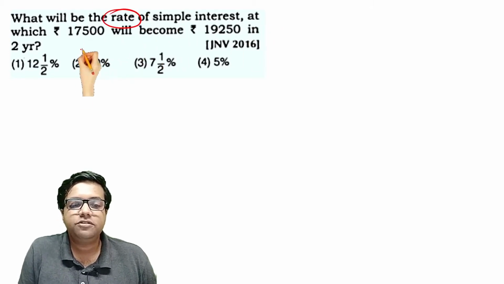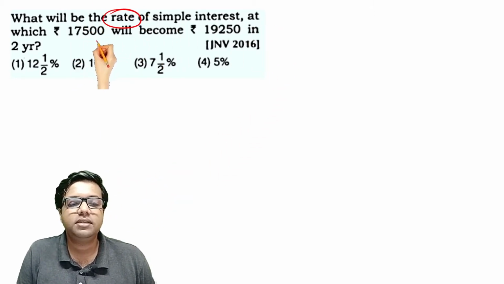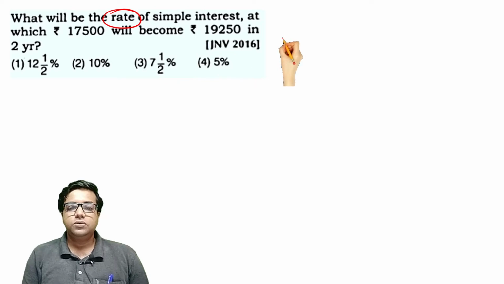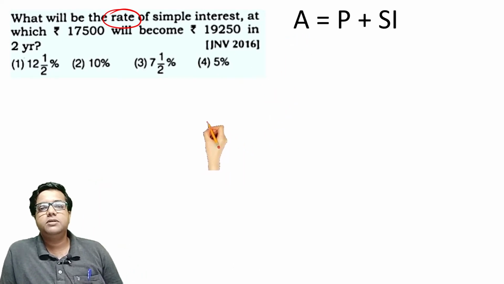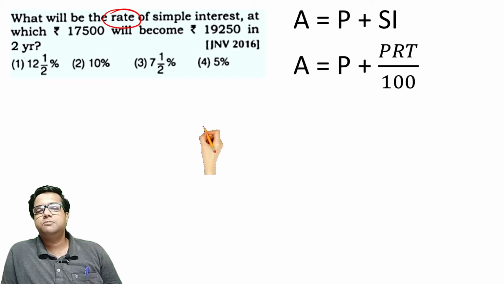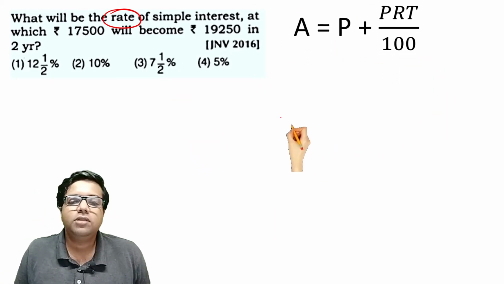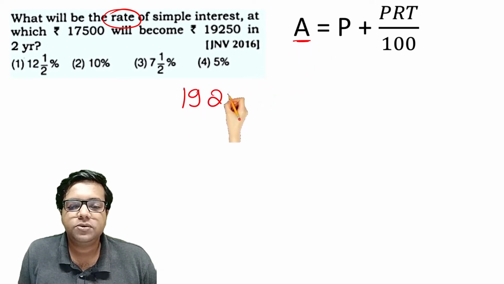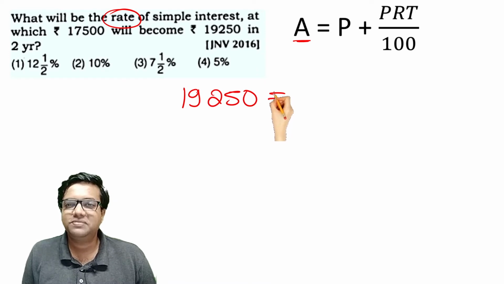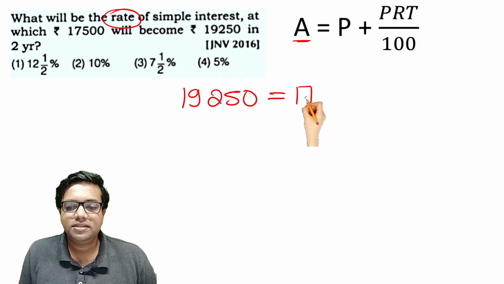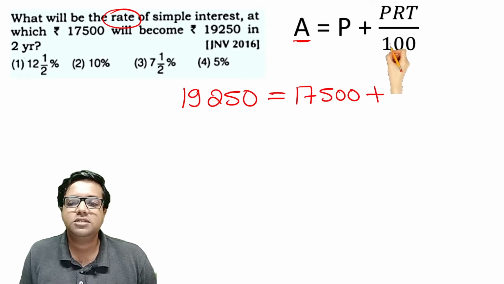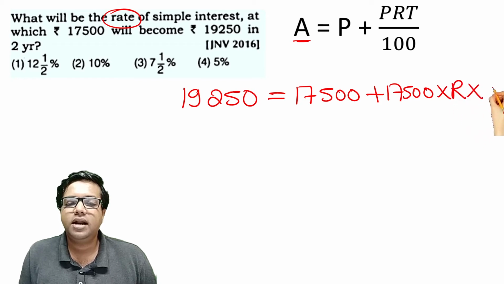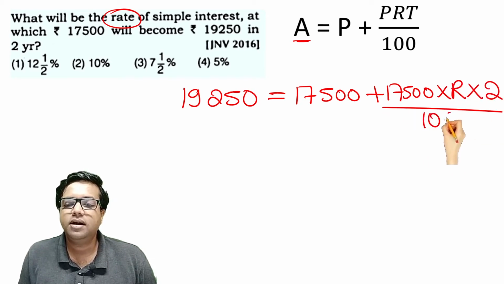at which 17,500 will become 19,250 in 2 years? We know the formula, amount is equal to principal plus simple interest, and we know the expanded form also. So we fill in all the details given in the question in this formula. The amount is 19,250. Then the principal is 17,500. Again principal 17,500 into the rate, which we don't know, and the time is 2 years, whole divided by 100, right?